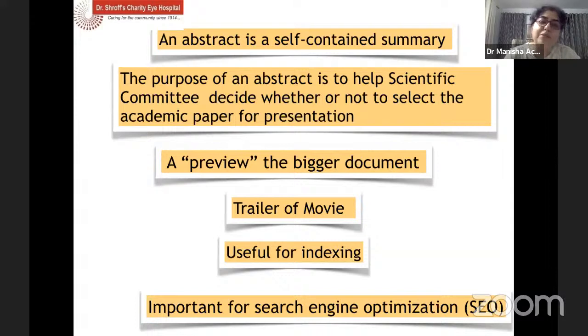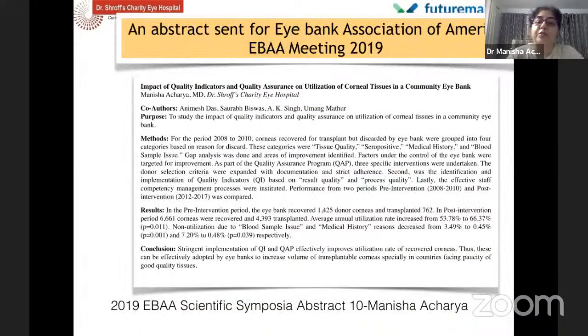So the first thing I would say is that an abstract is a self-contained summary. The purpose is to help the scientific committee decide whether or not to select this academic paper for presentation. It's the trailer of a movie which you will be presenting on that day, and a preview of the bigger document. Later on, when you look back, it is very useful for indexing also, and is important for search engine optimization.